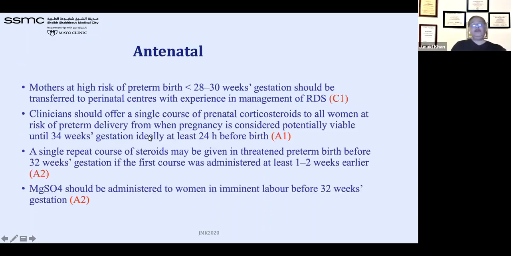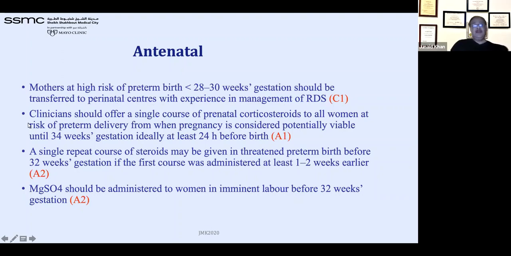So let's see. These are the recommendations antenatally, before the baby is delivered. These are combined recommendations, and this is the consensus from the AAP and the European guidelines. If the mother is high-risk preterm, let's say less than 28 to 30 weeks gestation, she should be transferred to perinatal centers or centers with tertiary care, because not all centers have the facilities and resources required for those babies. Of course, if the mother comes and just delivers, you have to stabilize the baby and then transfer.